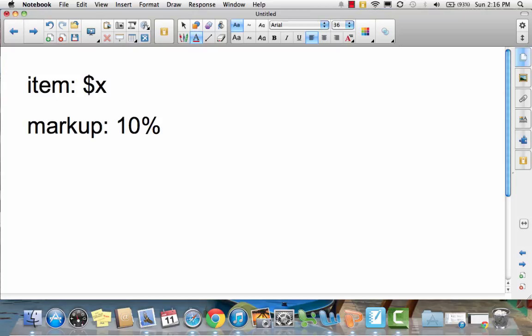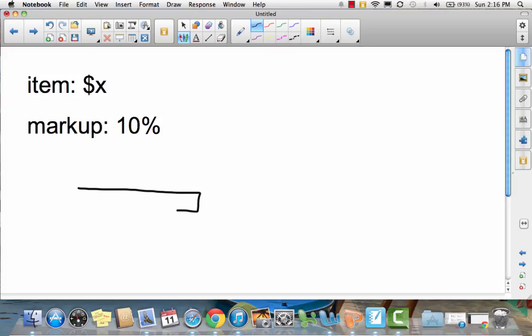The first thing I will do is make myself a bar model for this situation. So I'm going to start off with a normal bar. And that first bar that I draw represents the original price of the item, which in this case is X. So I'm going to label it as being worth X. I know that the item is going to be marked up, which means the price is getting higher.